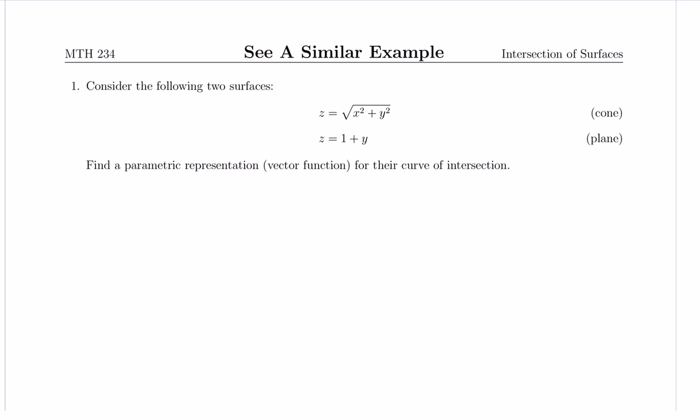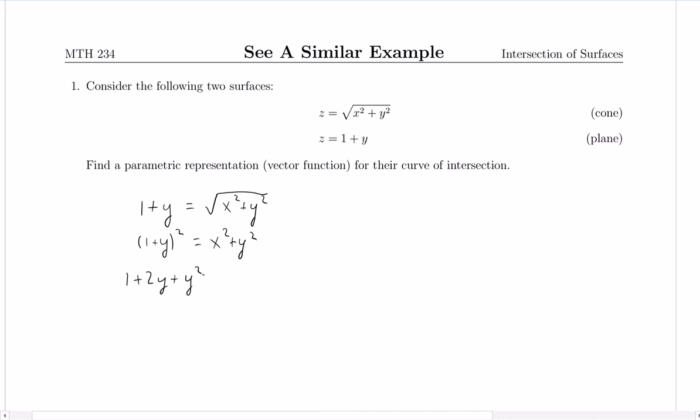Since they're both equal to z, they're equal to each other, so we get 1 plus y equals the square root of x squared plus y squared for the points on the intersection. Now let's mess around with this equation a little bit. So first, let's square both sides to get rid of that square root sign. So (1 plus y) squared is x squared plus y squared, which, if we expand the left-hand side, is 1 plus 2y plus y squared.